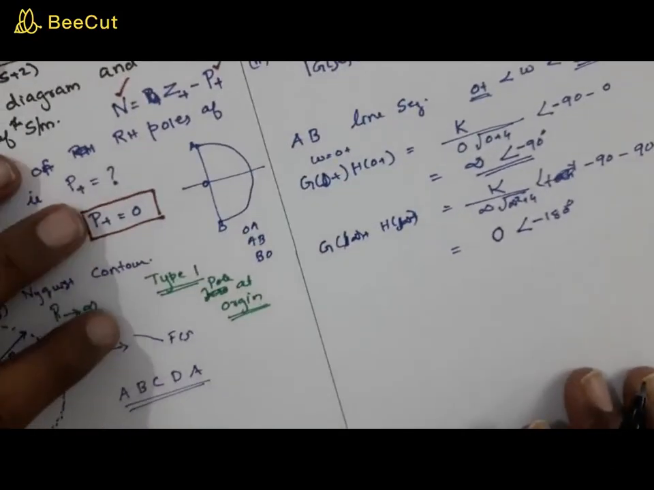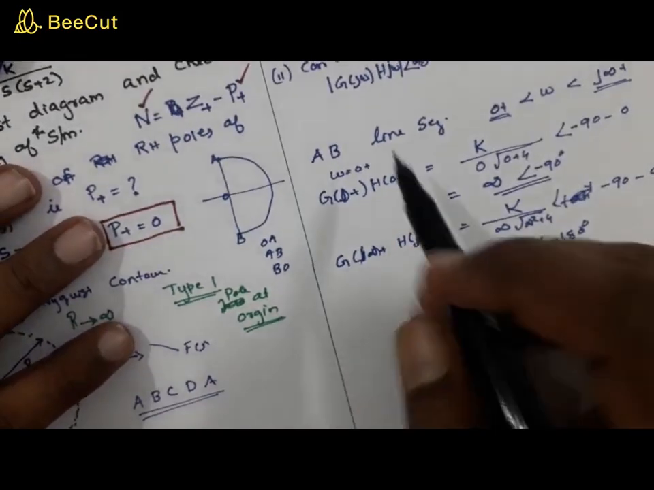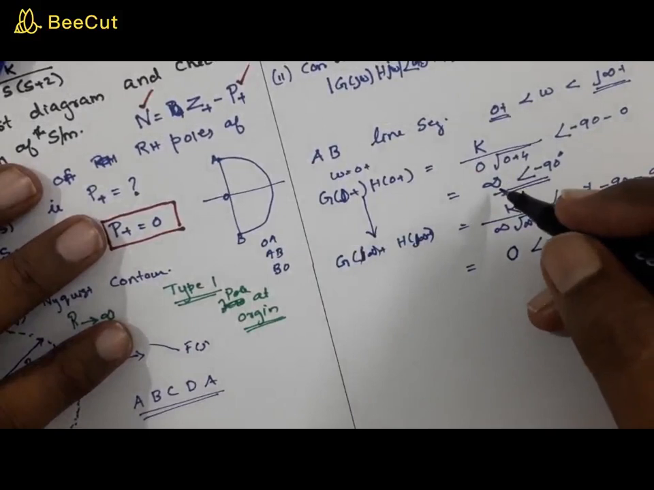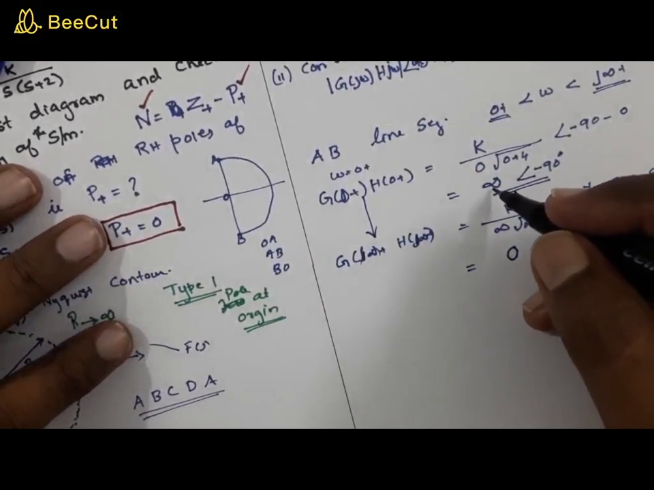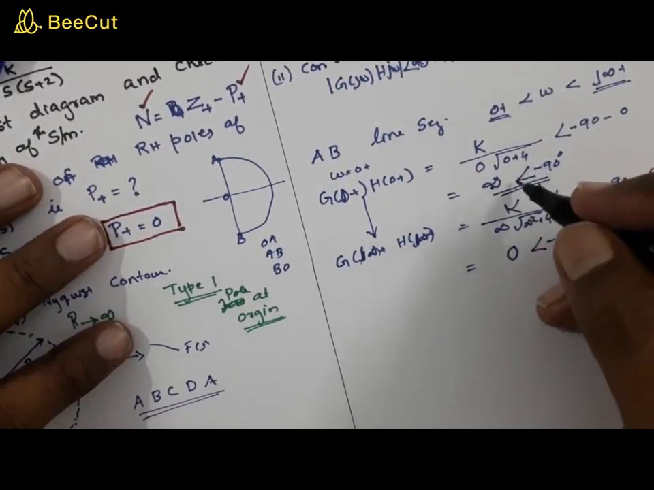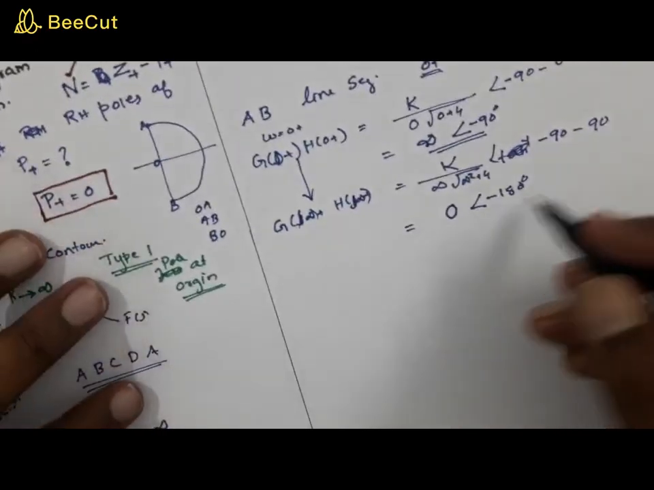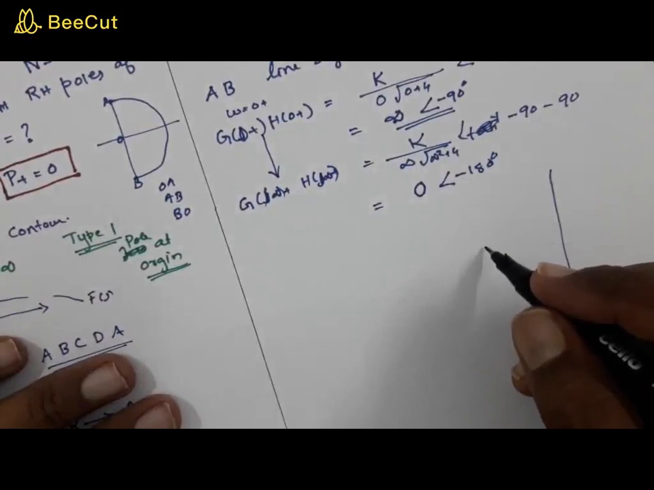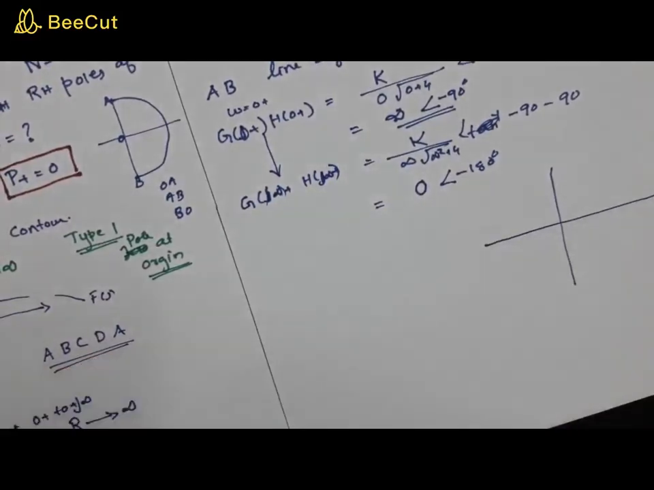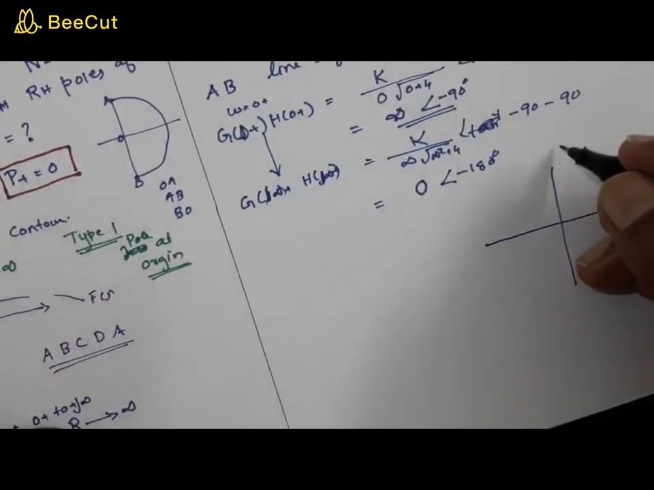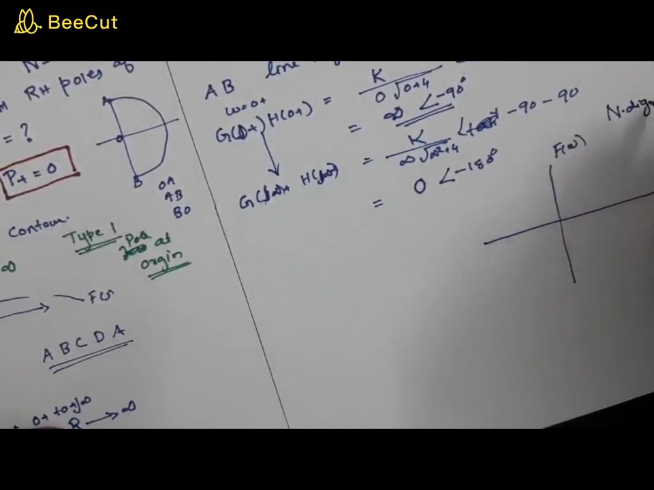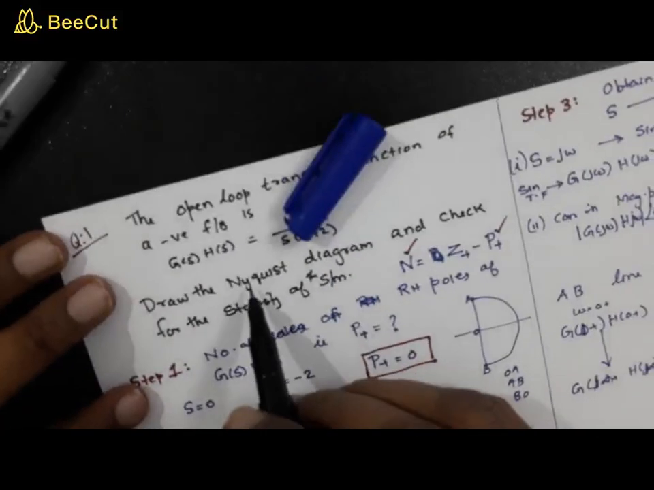Okay, so what you understood was, as your omega varies from 0 to infinity, the amplitude has a magnitude at infinity, but it is showing an angle minus 90 degree and minus 180 degree. So do remember, you are to plot this G of j omega H of j omega, or you are going to have the Nyquist diagram. Okay, the first part of this question.